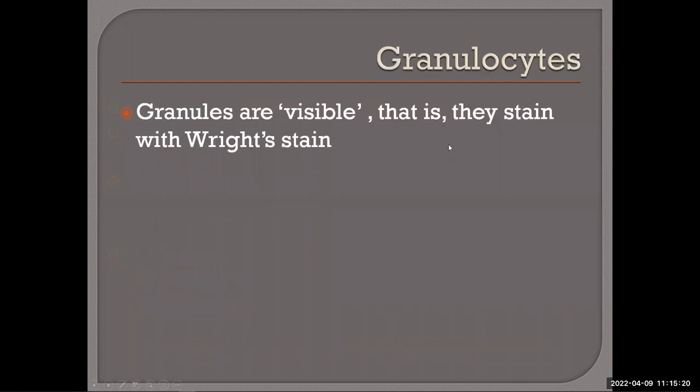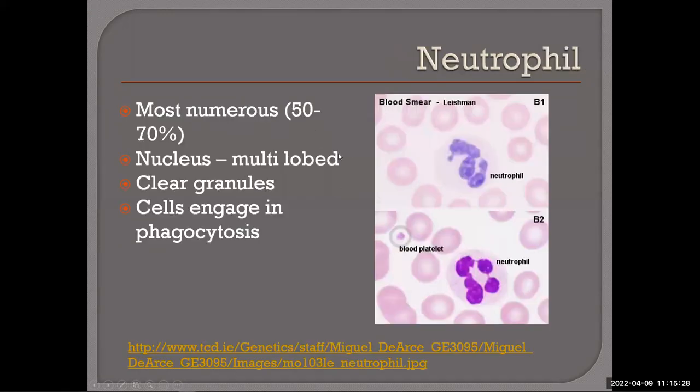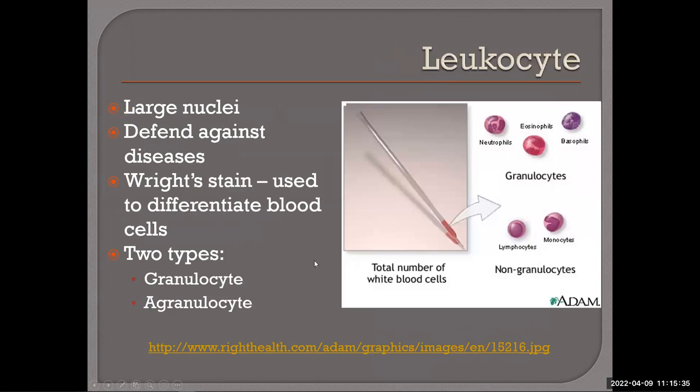All right, so the granulocytes, as we mentioned, they have granules which are visible. So they stain with a special stain, which is known as a Wright stain. And here's a neutrophil. So there's one example here.